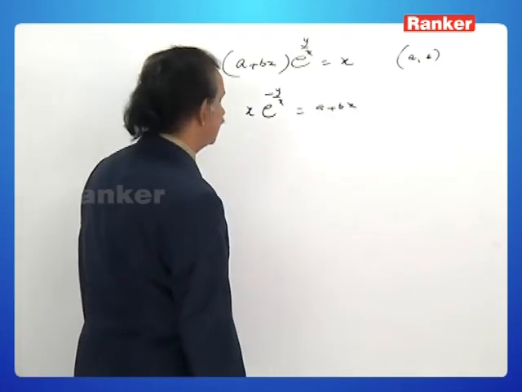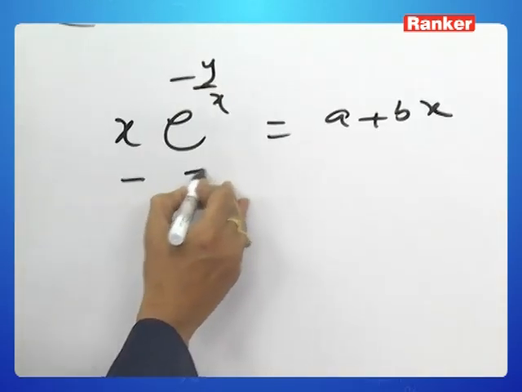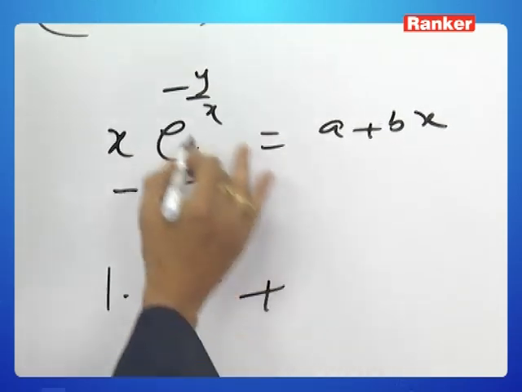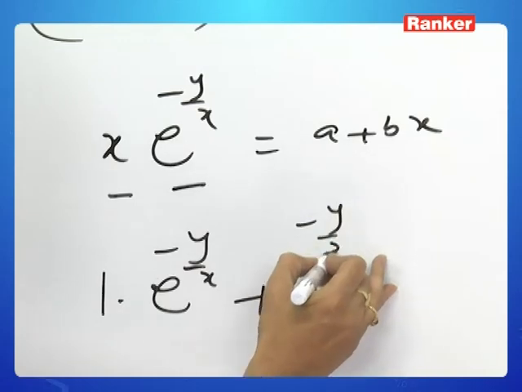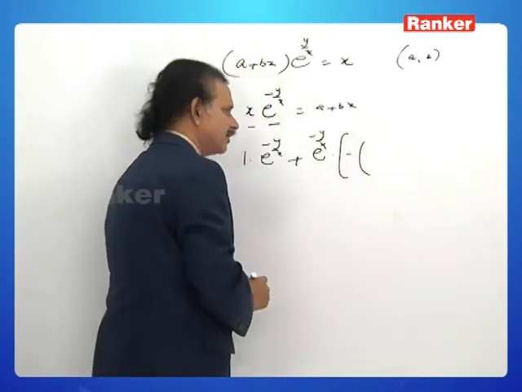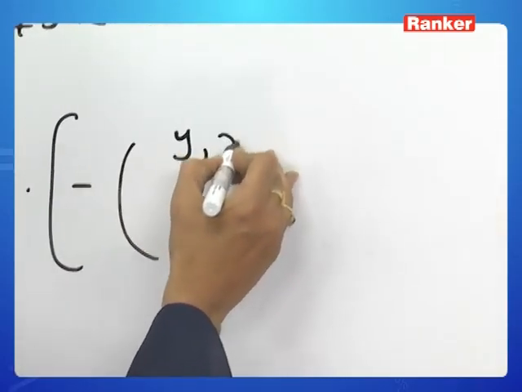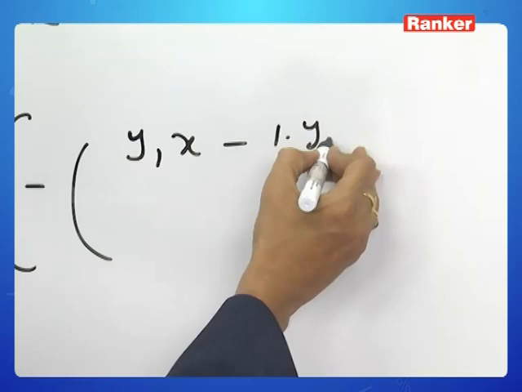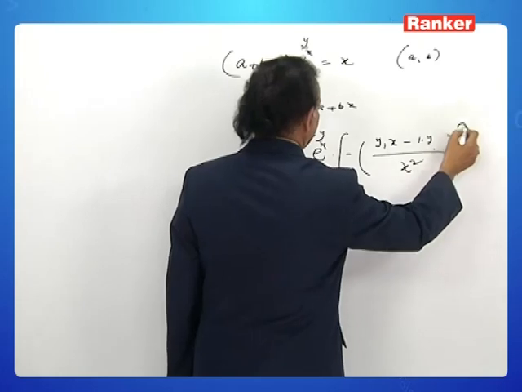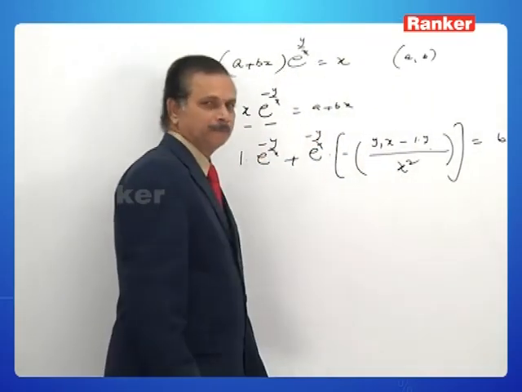Okay. Now you differentiate it. Differentiating with respect to x, u derivative into v plus v derivative e power minus y by x into minus of, derivative of y by x, u derivative into v minus v derivative into u by v square is equal to, for a it is 0, the rest of the thing it is b.